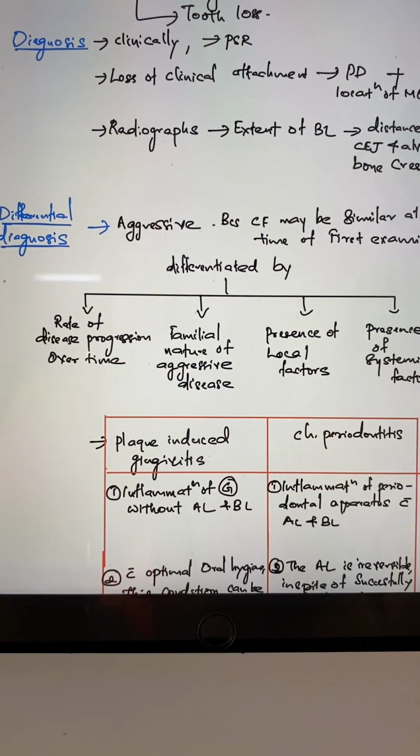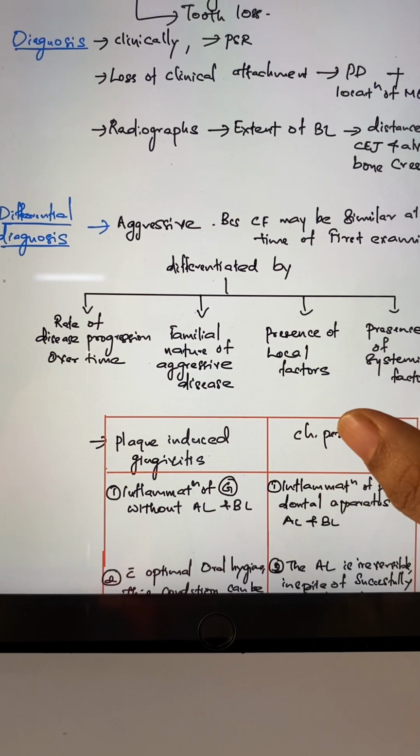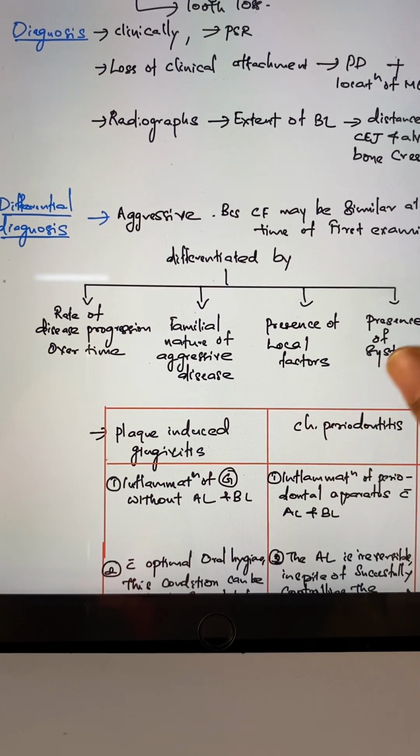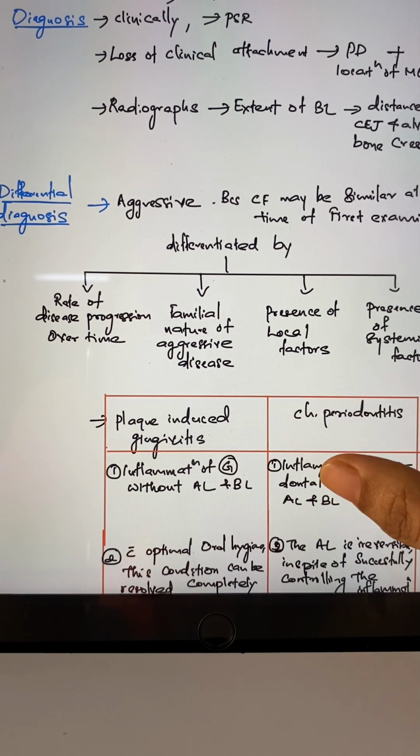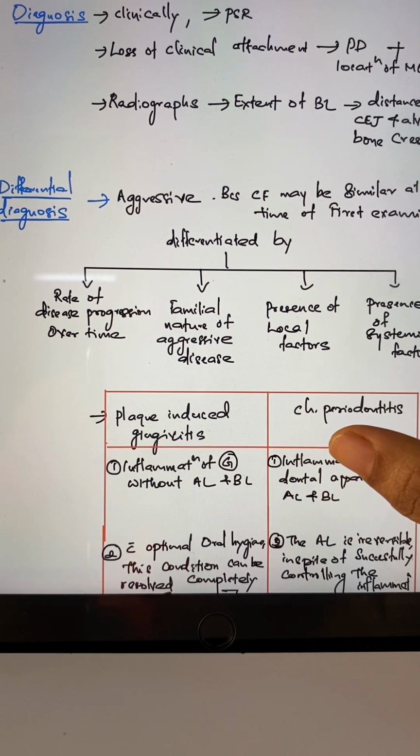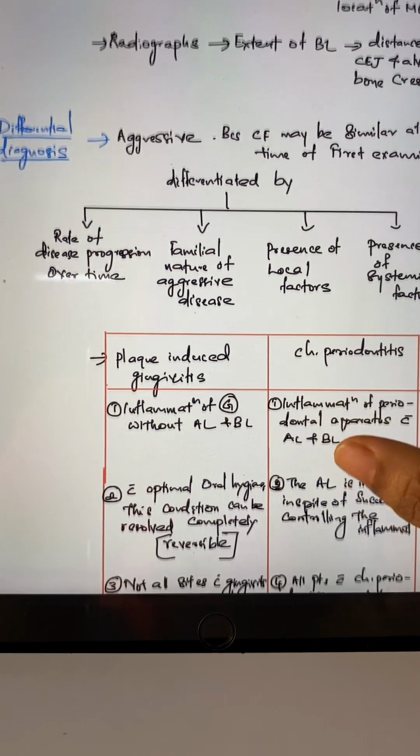And how will we diagnose clinically? By PSR, and also we can measure the loss of clinical attachment, and by the radiograph we'll come to know about the extent of the bone loss, how much bone has been destroyed. So these all are the diagnostic criteria for chronic periodontitis.